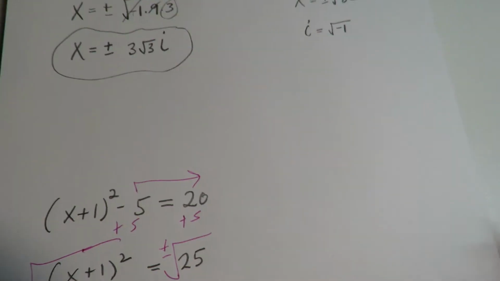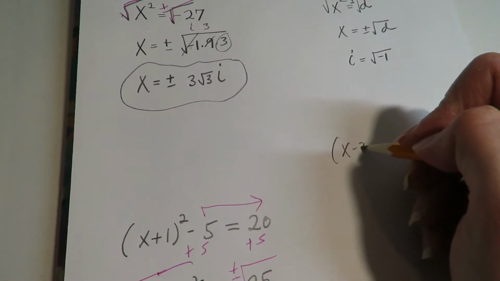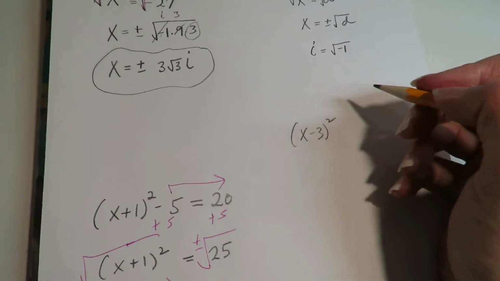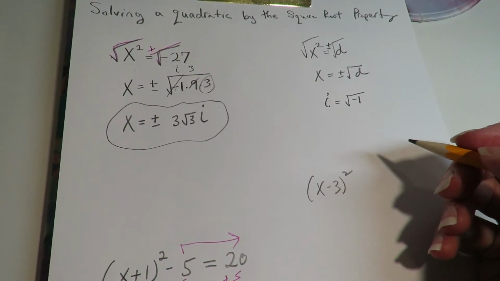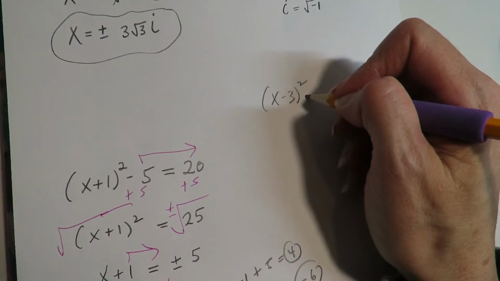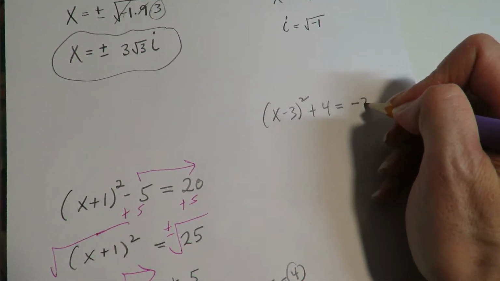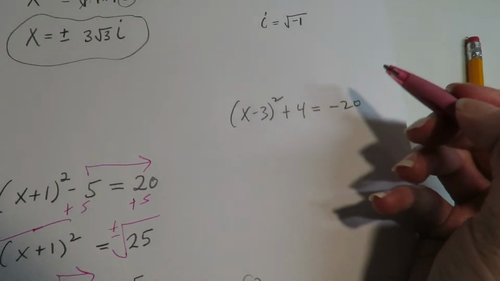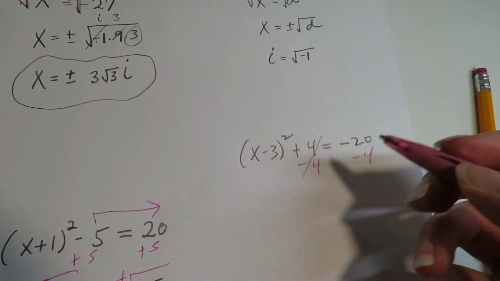If you need me to do one more of those, I can do it with complex in it, so let's do something like x minus 3 squared, plus 4 equals negative 20. All right, so if I just do another one so you can see it, so this is plus 4, we move this over.